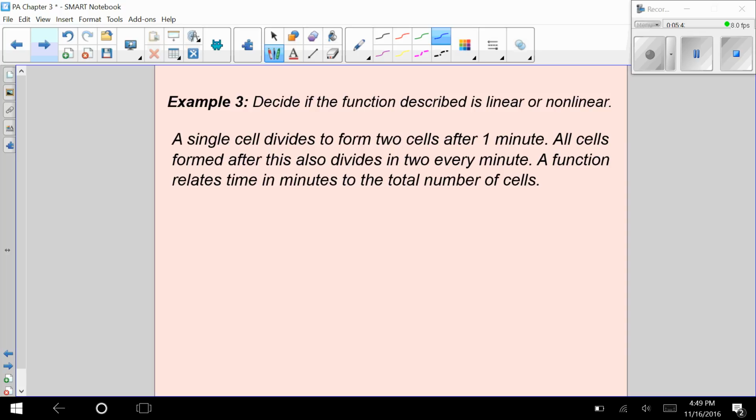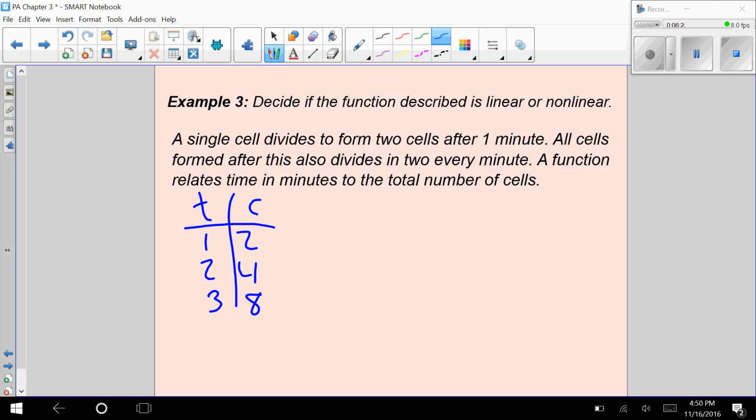Let's look at this example. Decide if the function is linear or nonlinear. A single cell divides to form 2 cells after 1 minute. All cells formed after this also divide in 2 every minute. A function relates time to total number of cells. Let's make a table to look at this one. We're going to have time and total number of cells. So we're going to start off after 1 minute. My 1 cell became 2, right? After 2 minutes, those 2 cells split in 2 and became 4. After 3 minutes, those 4 cells each split in 2 and became 8.